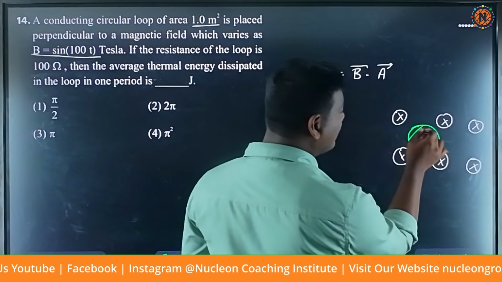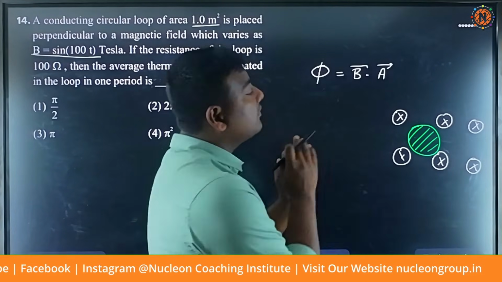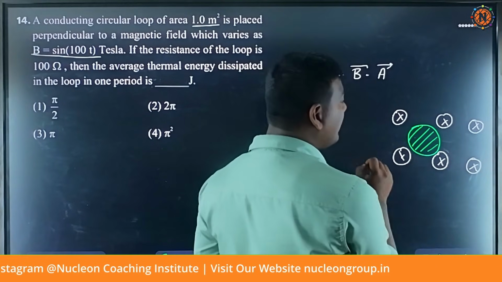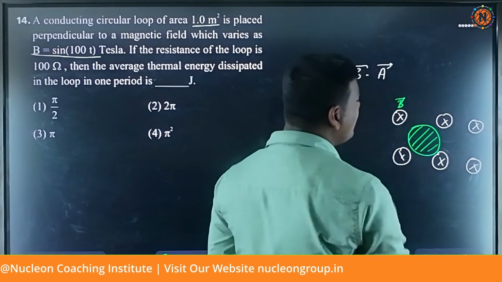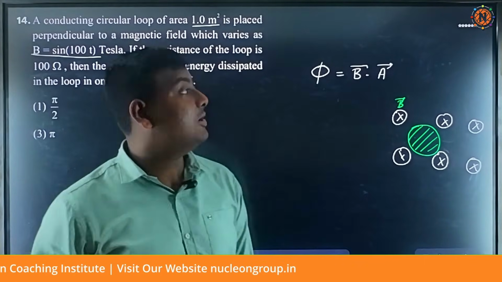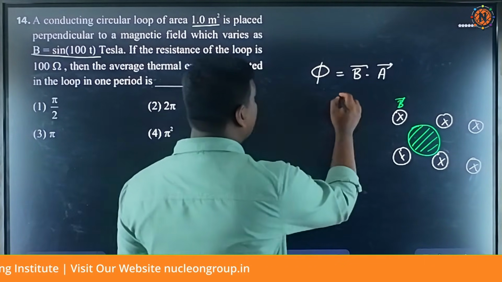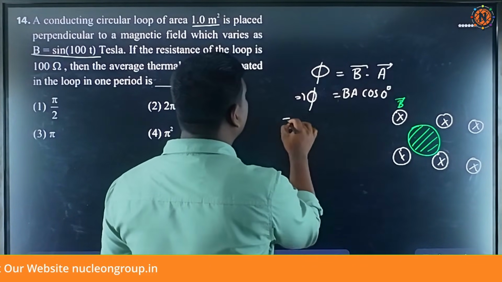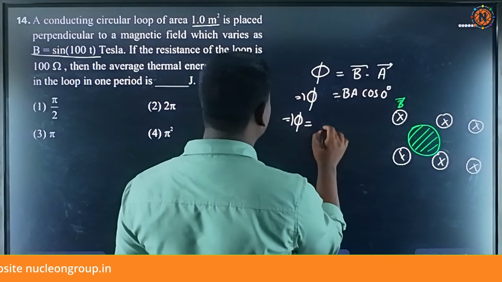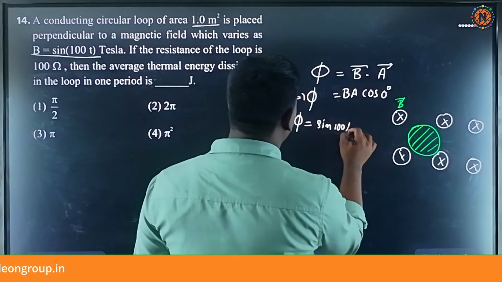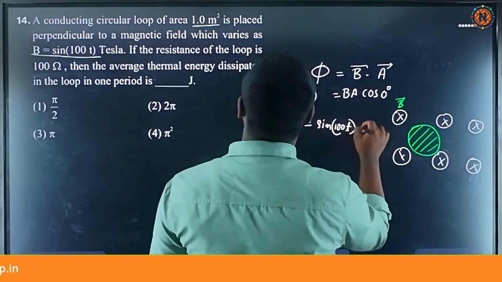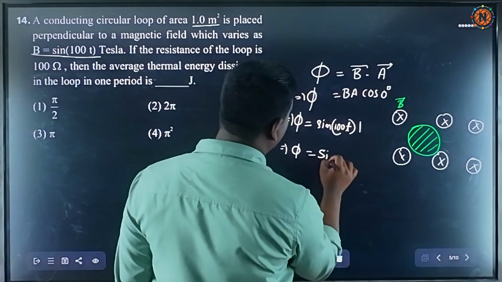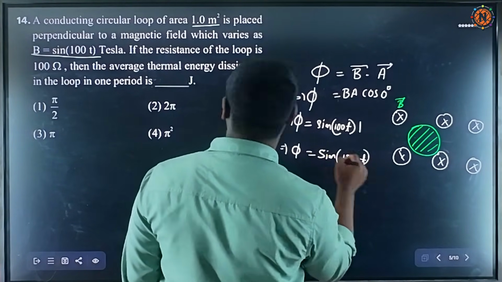But will the area vector be outside or inside? So let us consider the inward area vector. Then the magnetic field is inward and the area vector is also inward. So the angle between them will be 0 degree. So we can write BA cos 0 degree. So phi equal to B times A. Magnetic field is given as sin 100t. Area is 1 meter square and cos 0 is 1. So phi equal to sin 100t.